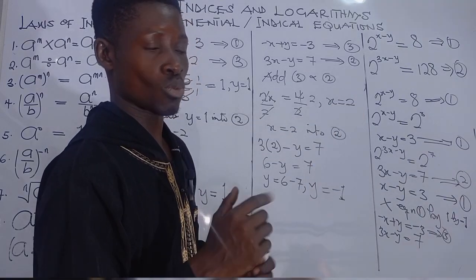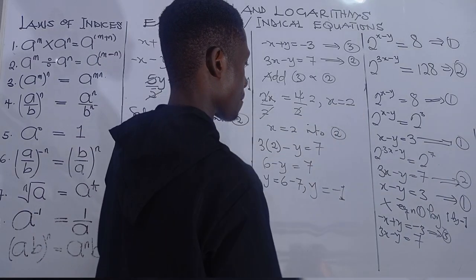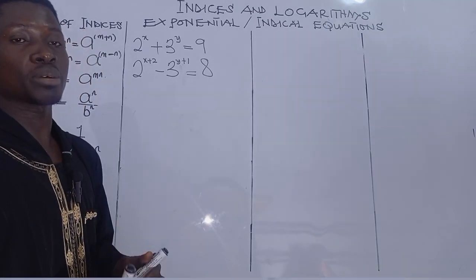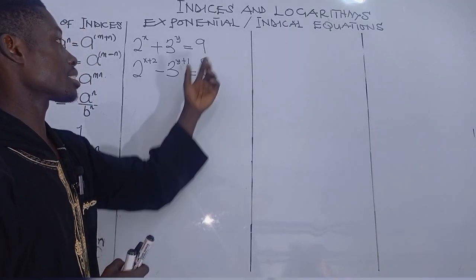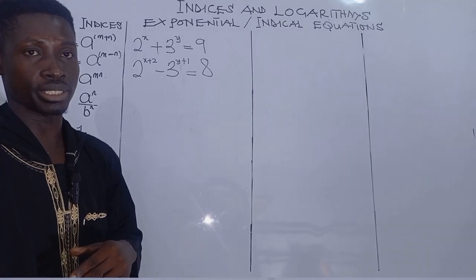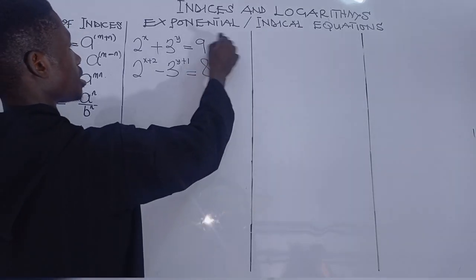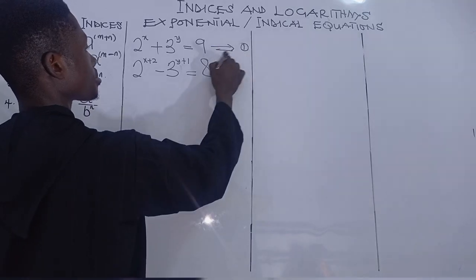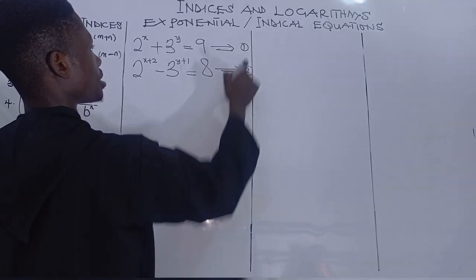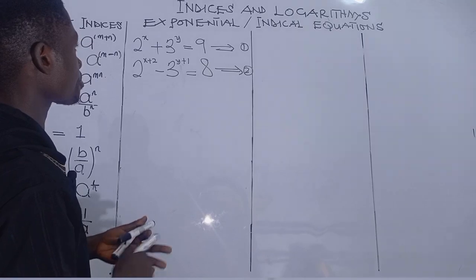Let's look at one more example. So we have our last example. We want to find the value for x and y that satisfy these two equations. So we have equation 1 and then equation 2. So let's call this equation 1 and then this equation 2.